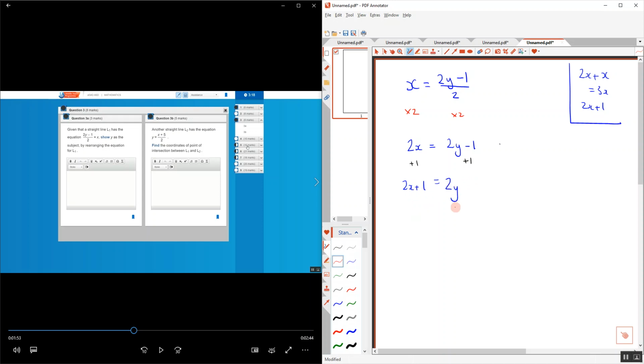Then you have to get rid of the 2. How do I get rid of that 2? What's the 2 doing at the minute? It's multiplying at the minute, so to get rid of it, I divide. So on this side, what am I left with? That gets crossed out.